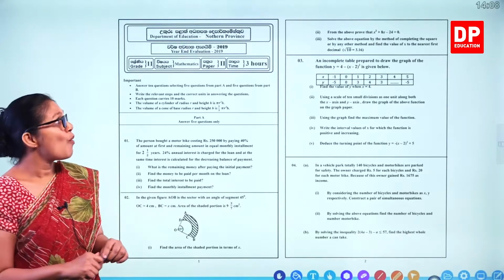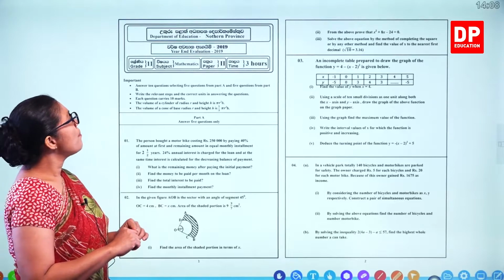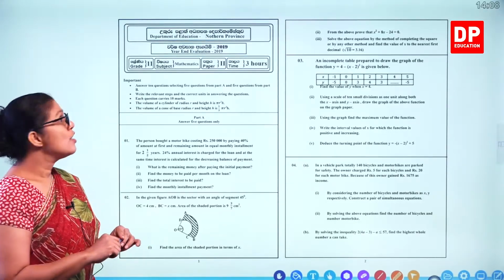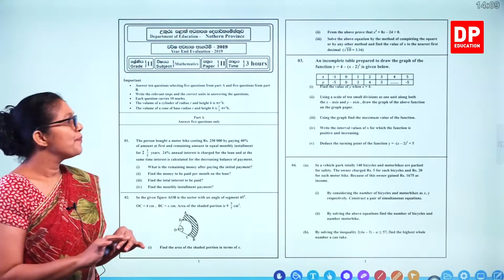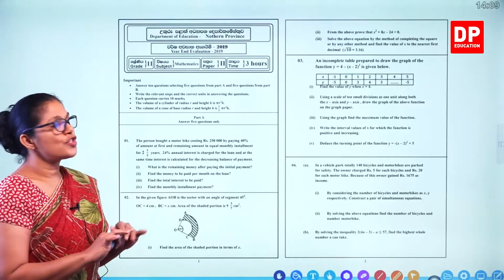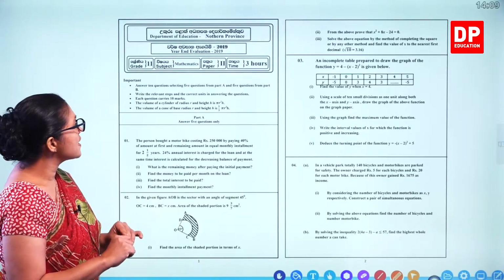Hello students, now I am going to do the Department of Education Northern Province Year-End Evaluation 2019 Paper 2. This is a 3 hour paper and you get 2 parts, Part A and Part B. Each part has 6 questions but you have to answer only 5 questions out of 6.